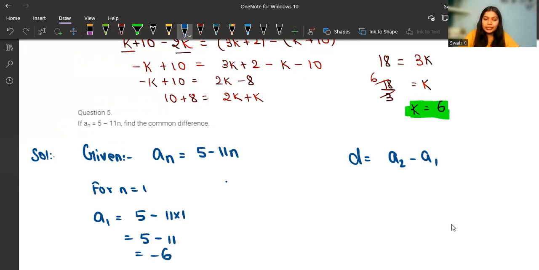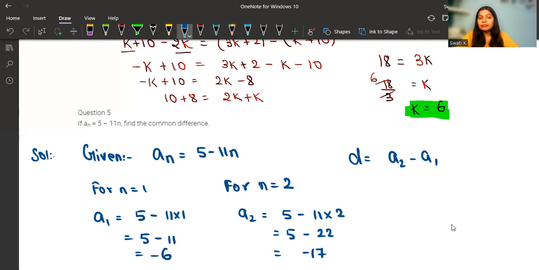Similarly, we will find for n equals 2 as well. So for n equals 2, this will become A2 equals 5 minus 11 into 2, which is 5 minus 22, right? Of course, this is minus 17. So now we have to find the common difference, that means D. As you can see, I have already written the formula, which is A2 minus A1. And A2 we got minus 17, and then minus sign in the formula, so minus, and then A1 is minus 6, so it is minus 6 again. And now this will become minus 17. We already know minus into minus is plus. So it's plus and then 6.